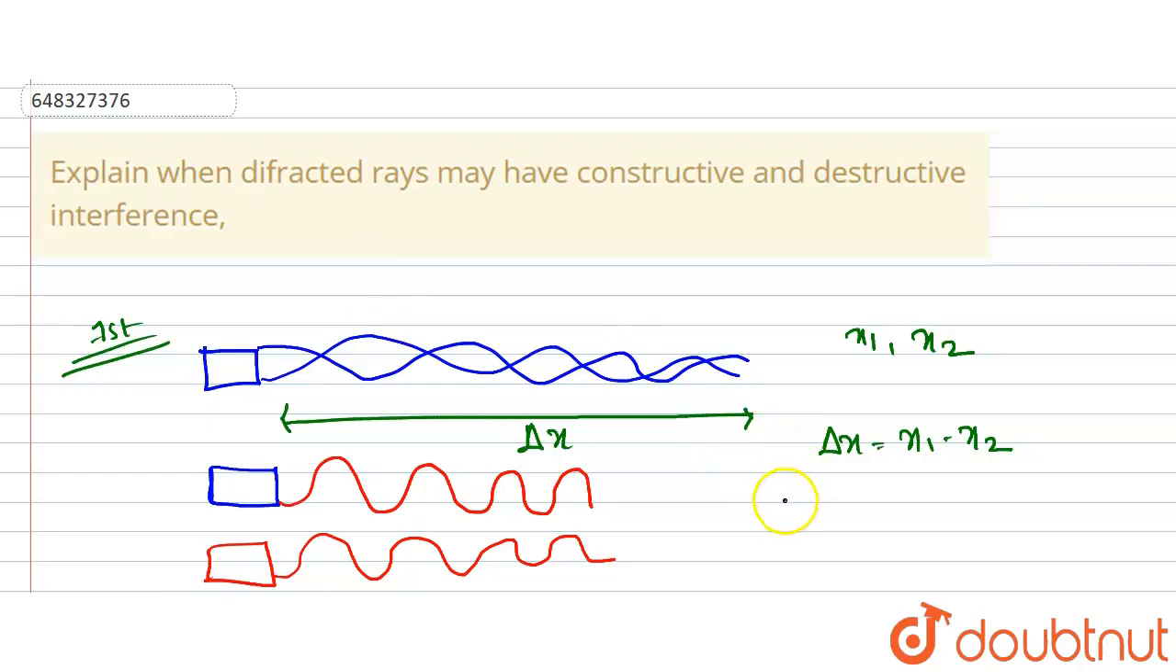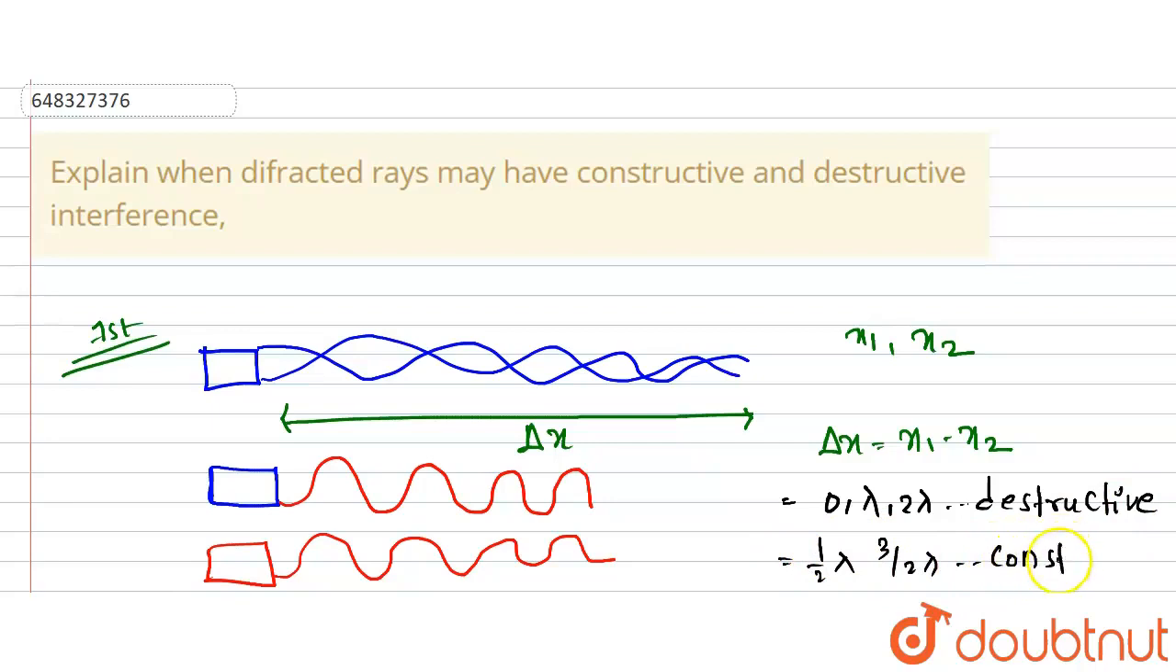And if x1 minus x2 becomes 0, lambda or 2 lambda and so on and so forth, that will be destructive interference. And if the value becomes 1 by 2 lambda, 3 by 2 lambda, then in that case that is a constructive interference, for the first case when two waves are generating from the same source.